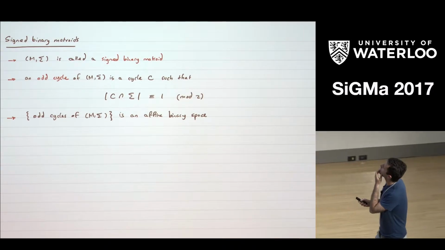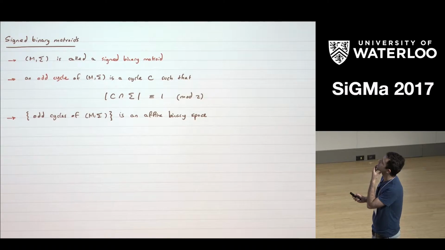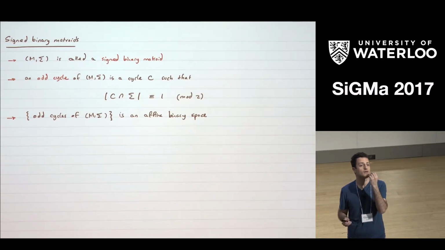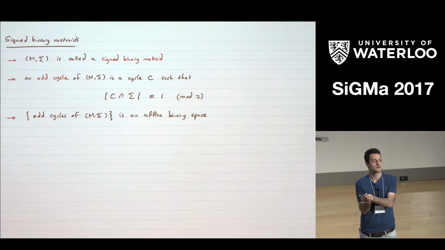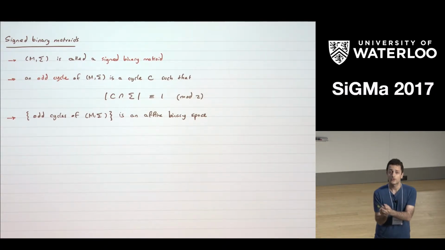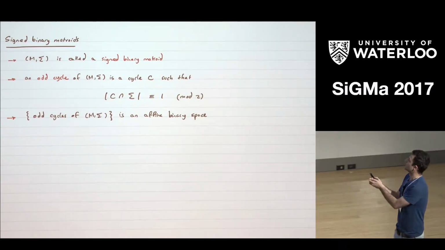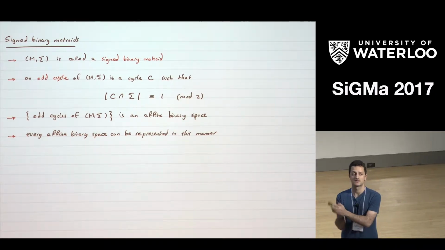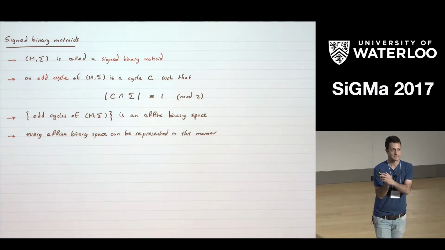Now, if you give me the odd cycles of a signed binary matroid, it will always give me an affine binary space. Essentially, whenever you give me 3 odd cycles, their symmetric difference is going to be another odd cycle. And not only that, every affine binary space is constructed in this manner. So whenever you give me an affine binary space, you can actually represent it as the odd cycles of a signed binary matroid. So this is the second way to think of affine binary spaces.